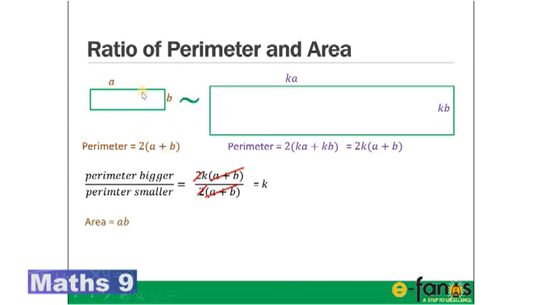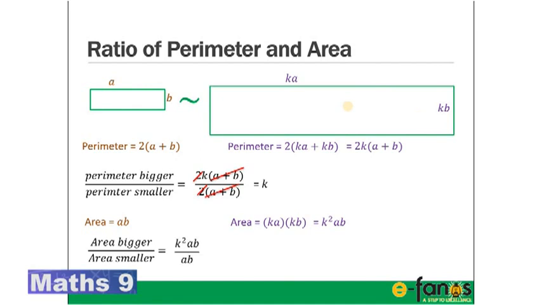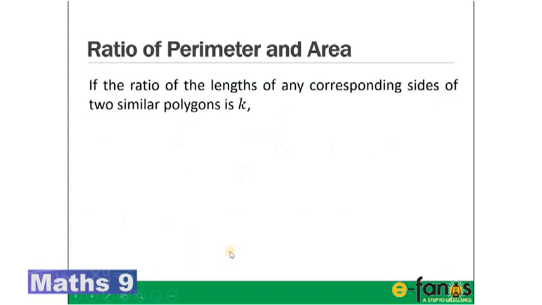The area of the small rectangle is AB, and the area of the larger rectangle is KA times KB, which is K squared AB. So the area of the bigger rectangle over the area of the smaller rectangle is K squared AB over AB, which is K squared. So the ratio of the perimeters is K, and the ratio of the areas is K squared.